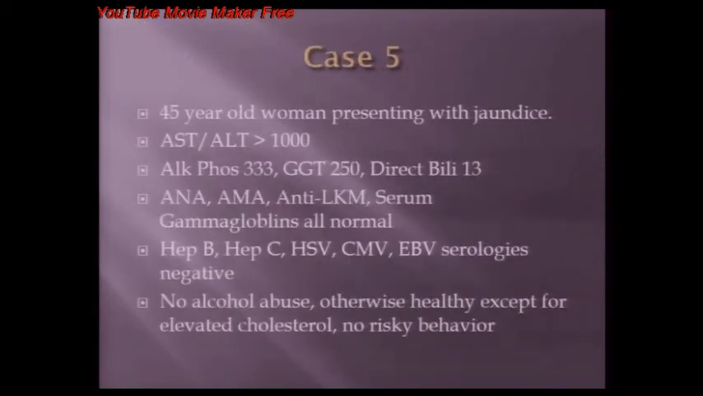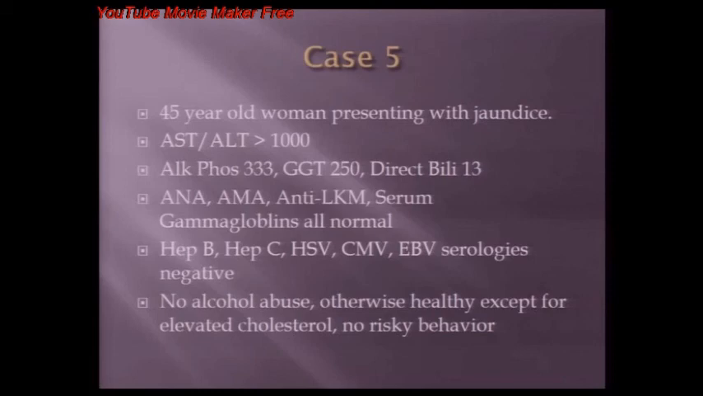Okay, we'll make this the last case. Case 5. This is a 45-year-old woman. She presented with jaundice. She had that hepatitic pattern also. Alk-Phos mildly elevated, GGT a little bit elevated. Here's her serologies. They all look normal.